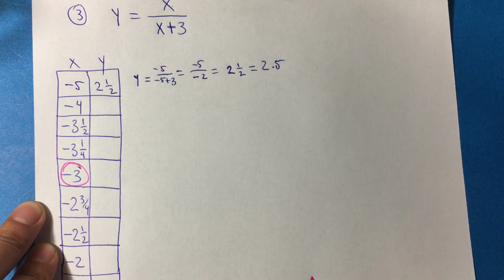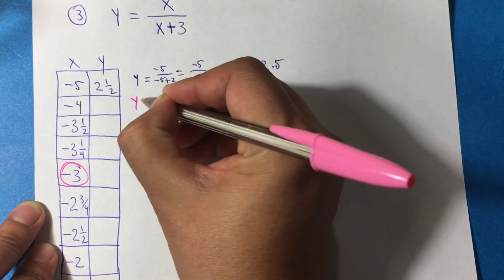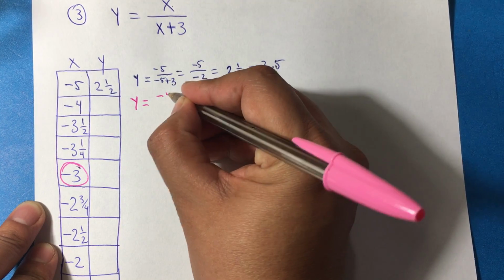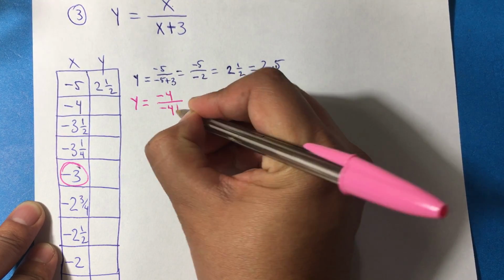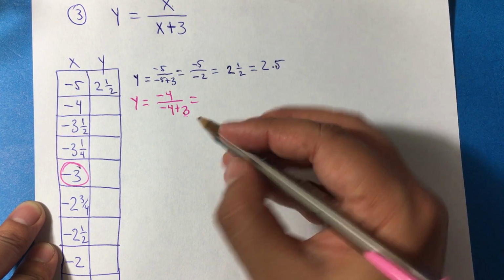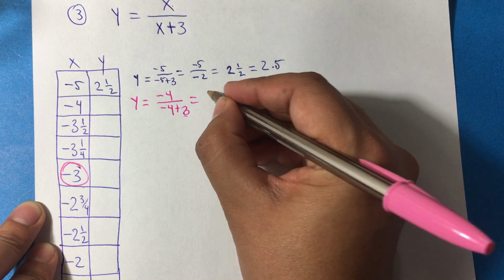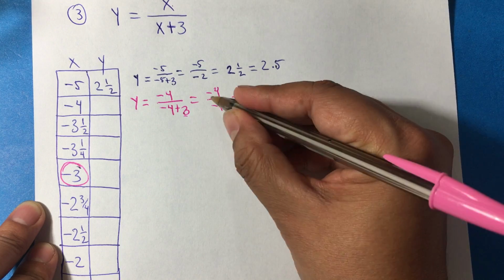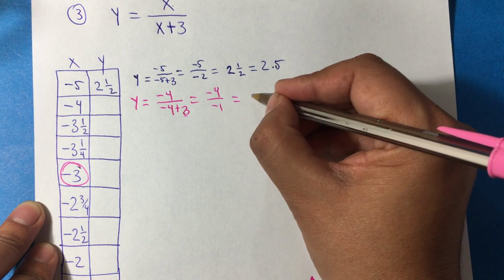For the next one, I'll do one with one color and one with the other so that it's easier to identify. -4 divided by -4 plus 3. Remember, we're just substituting x by that value. And so -4 divided by -4 plus 3 is -1. Negative divided by negative is positive. 4 divided by 1 is 4.